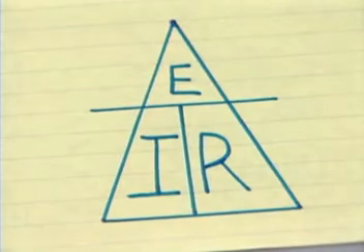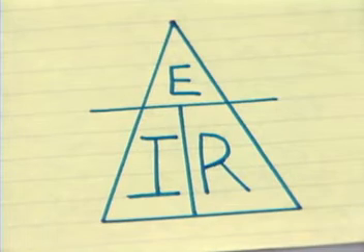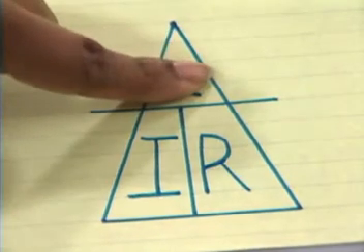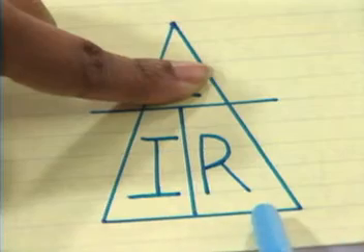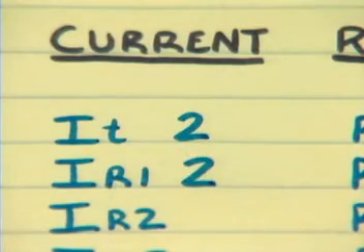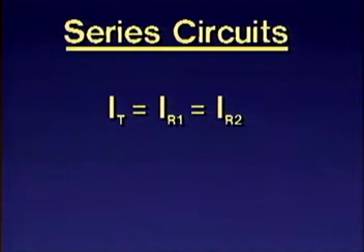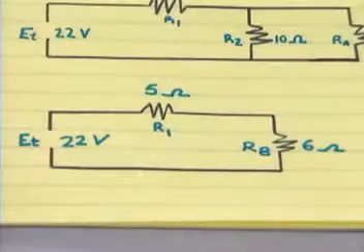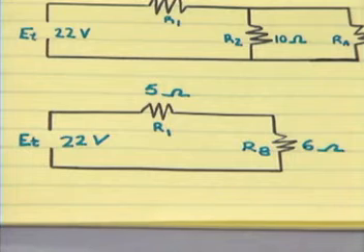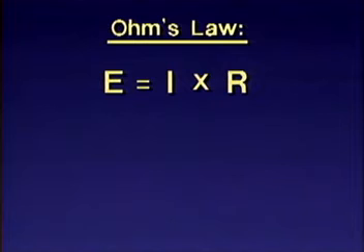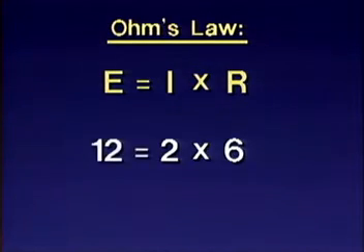You can verify this using Ohm's law. Remember, by covering E, you get E is equal to I times R. The total current for the circuit is 2 amps. In series circuits, current is the same through each component in the circuit. Therefore, the current through RB is 2 amps as well. Earlier, you determined the equivalent resistance of RB to be 6 ohms. The voltage drop across RB, then, is equal to 2 amps times 6 ohms, which is 12 volts.